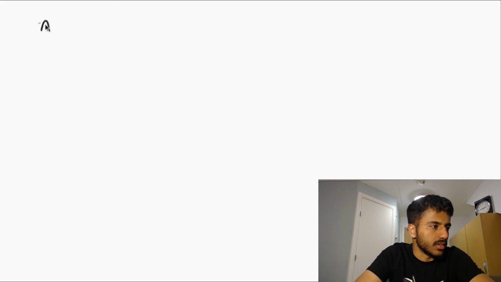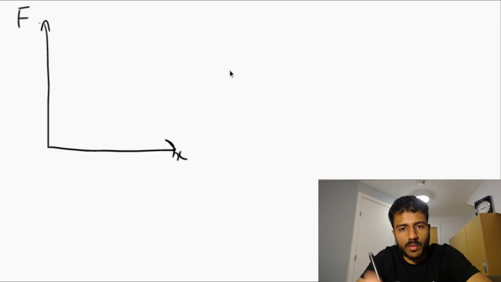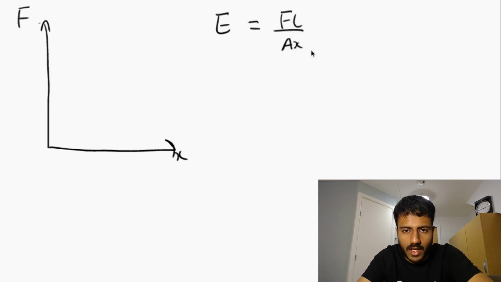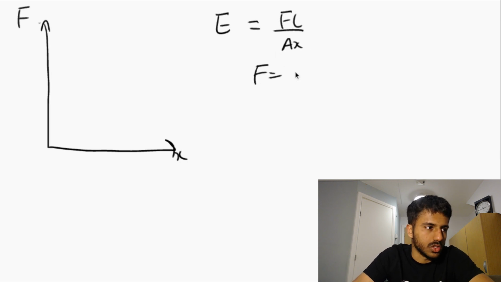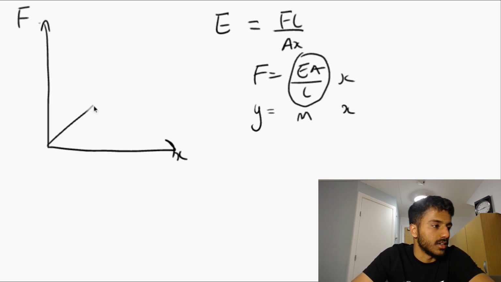Now, if I plotted a force versus extension graph, well, if you remember from the equation before, we said that the Young's modulus is equal to FL over AX. So if I rearrange this to make F the subject, you'd get F is equal to EA over L times X. F is your Y value, the extension is your X value. So then your gradient would be this quantity here. And this again would therefore be a straight line, where the gradient is equal to your Young's modulus times your area over the original length.